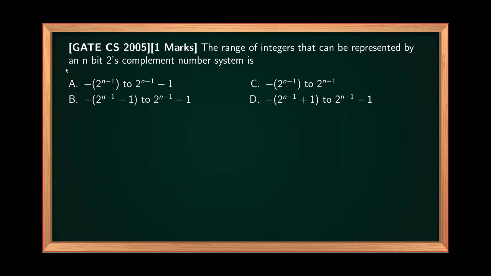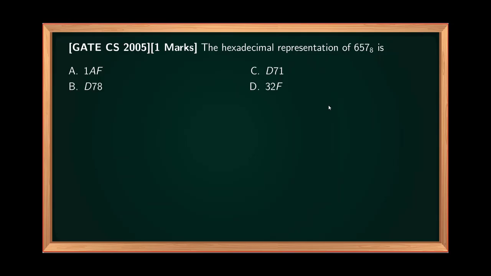Using 2's complement representation, we can represent the numbers ranging from minus 2 power n minus 1 to positive 2 power n minus 1 minus 1. Let us convert the given numbers into equivalent binary. 6 is corresponding to 110, 5 is 101, 7 is 111.